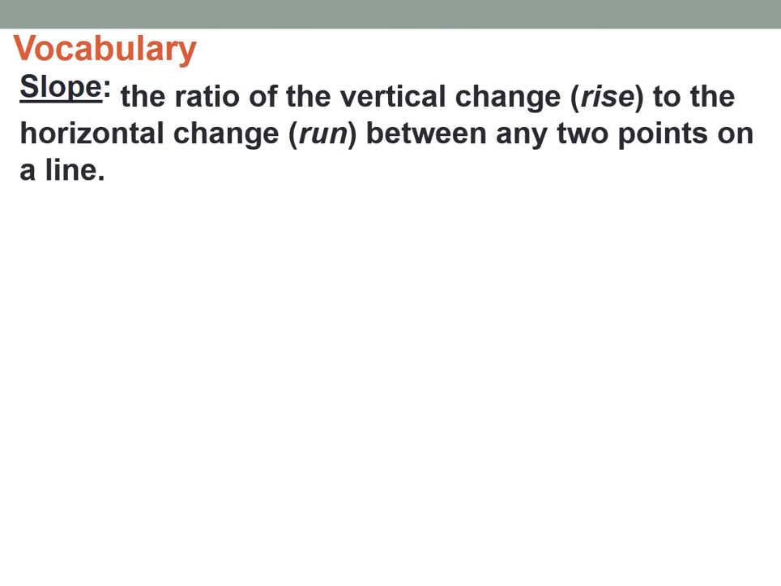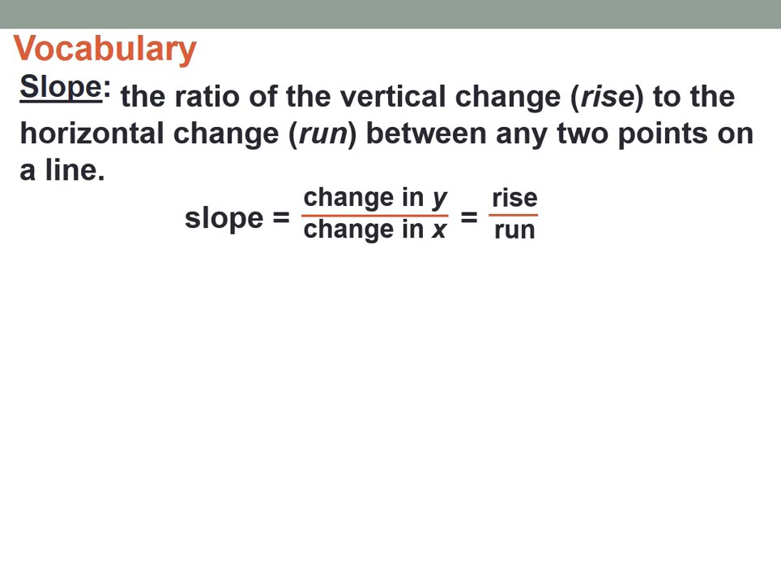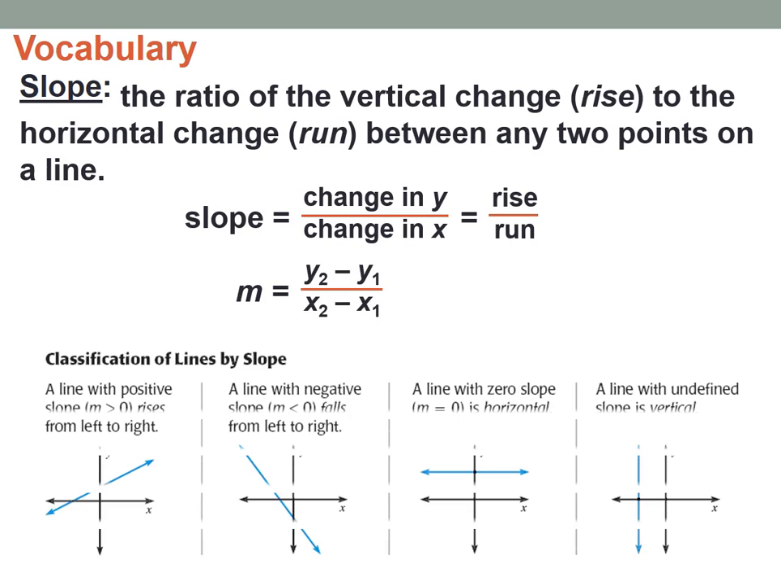So a little vocabulary: the ratio of the vertical change, or the rise, to the horizontal change between any 2 points is the slope. We can just say the change in y over the change in x, or I just like to say rise over run. That's sort of an easy way to do it. We're going to get to this formula soon, so don't worry about it now. We'll get to it in a couple of minutes.